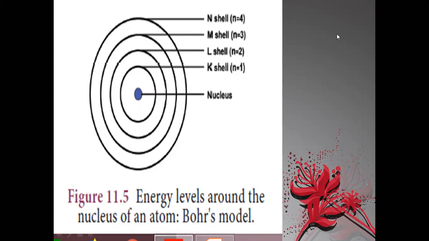The next one is the L shell. The third one is the M shell. The last one is the N shell. So the N shell has a different energy from K. The third postulate is that electrons can absorb energy. So these are the postulates of Bohr's atom model.